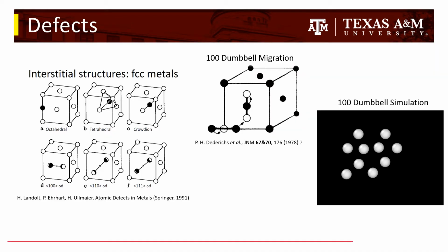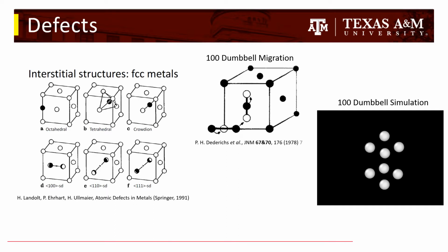The defects I'm interested in with this research are self-interstitial atoms, or SIAs, in copper, where one copper atom has been inserted into the lattice, resulting in two atoms where there should only be space for one. There are 6 such interstitial structures in FCC metals like copper, as you can see on the left, but only one is the most stable, the 100 dumbbell interstitial.